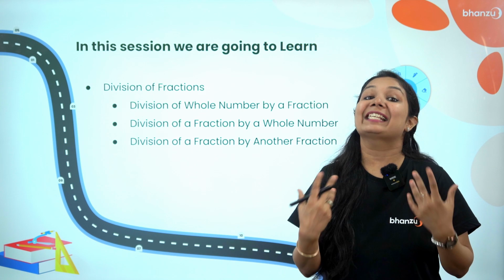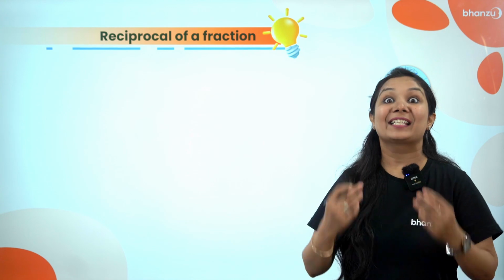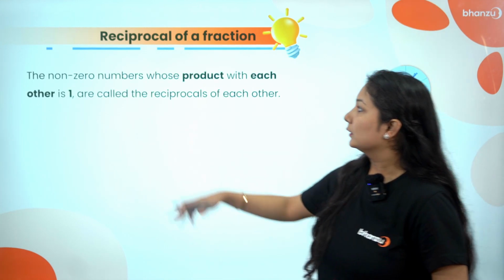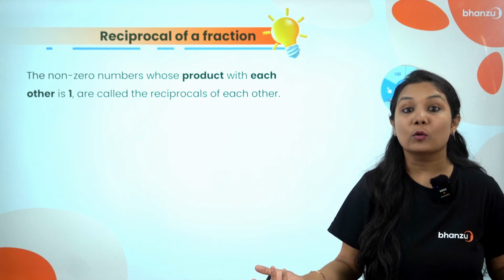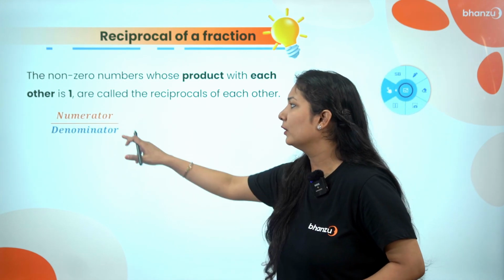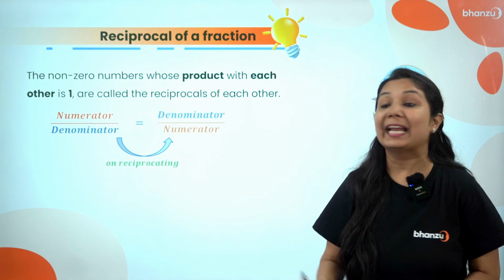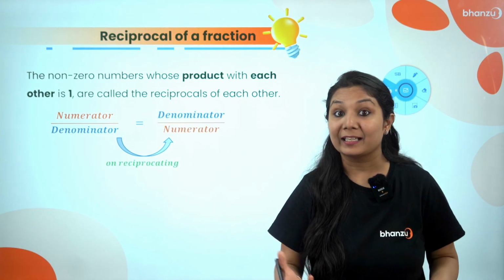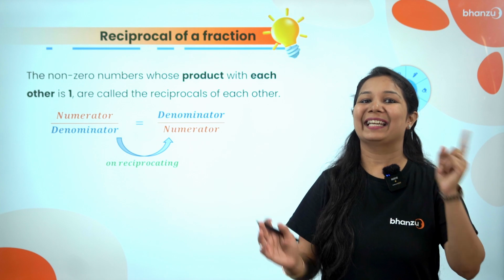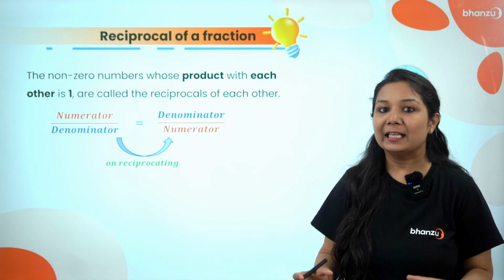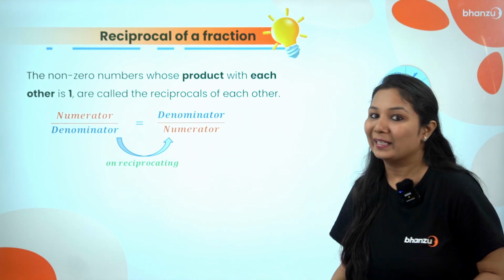But before we specifically talk about division of fractions, we have a very important term to be understood, that is reciprocal, right? What is the reciprocal of a fraction? Non-zero numbers whose product with each other is 1 are called reciprocals. Suppose we have a fraction numerator upon denominator, and on reciprocating it, we get denominator upon numerator. If you take the product of this and its reciprocal, you will always get the number 1, right? So reciprocal is interchanging the places of numerator and denominator.